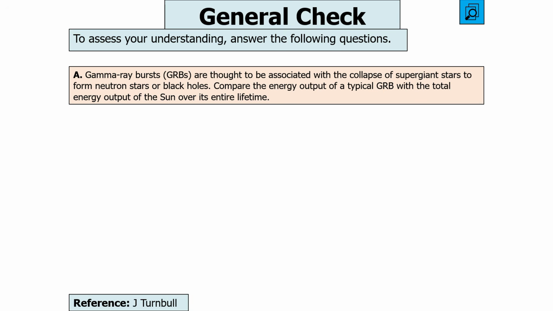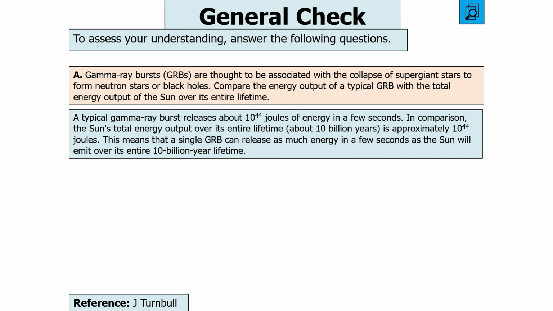Gamma-ray bursts are thought to be associated with the collapse of supergiant stars to form neutron stars or black holes. Compare the energy output of a typical GRB with the total energy output of the Sun over its entire lifetime. A typical gamma-ray burst releases about 10^44 joules of energy in a few seconds. In comparison, the total energy output of the Sun over its entire lifetime is approximately 10^44 joules. This means a single GRB can release as much energy in a few seconds as the Sun will emit over its entire 10 billion year lifetime.